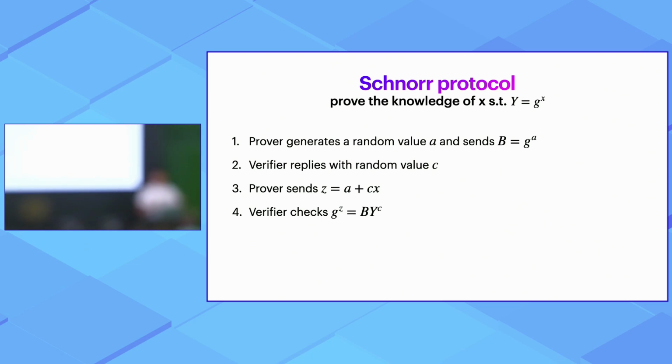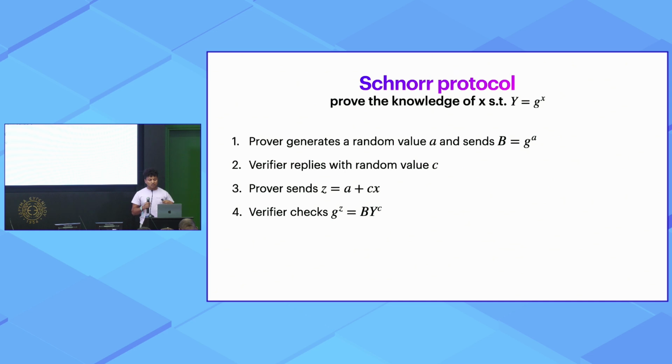The easiest protocol to explain this is the Schnorr protocol, which is, let's say you just want to prove knowledge of x for y equals g to the power x. So you just want to prove knowledge of an exponent, and here you can just say y is your public key and x is your private key. The Schnorr protocol is quite simple.